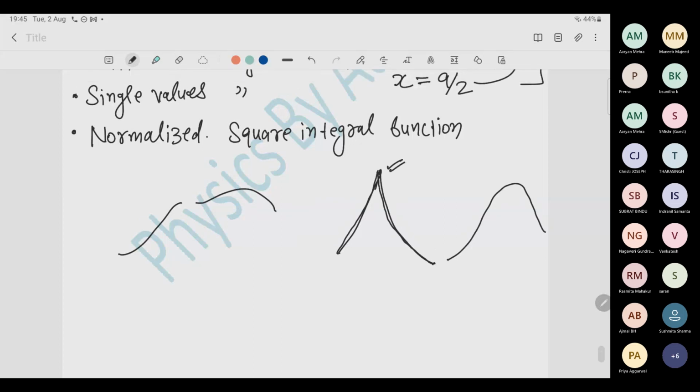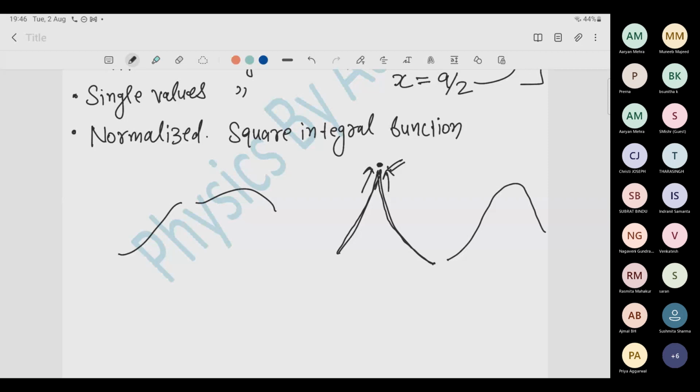If you come from here, then the value at this point will be something else. If you come from here, the value at this point will be something different. This is the definition of discontinuity. The right hand limit is not equal to the left hand limit. It means that if you come from one side, it gives a different value, and if you come from the second side, it gives a different value.